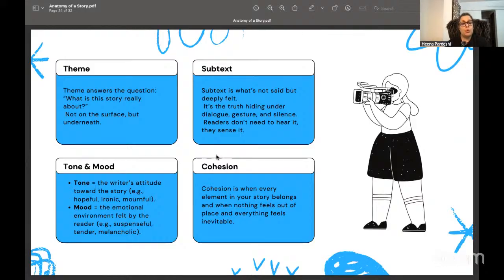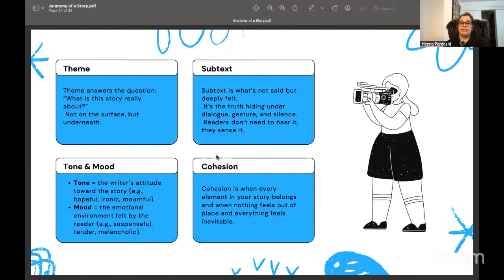Now, moving on, we have tone and mood. Tone and mood have more to do with atmosphere than anything else. While structure and theme create logic, tone and mood create feeling. Tone is the writer's attitude towards the story. It can be hopeful, ironic, or mournful. And mood is the emotional environment felt by the reader. That is suspenseful, tender, melancholic. Tone belongs to the writer and mood belongs to the reader, but the two must dance in harmony. They should always be in harmony.